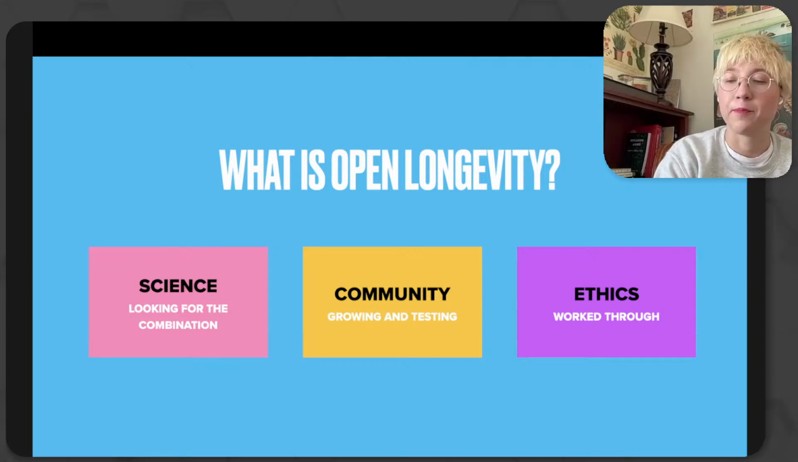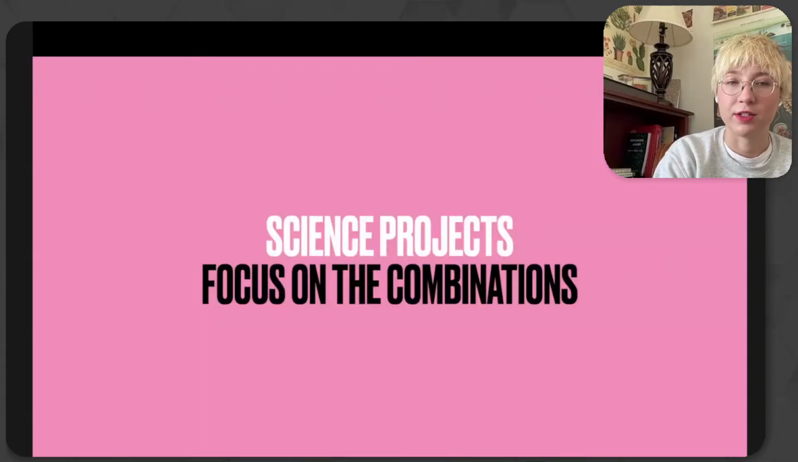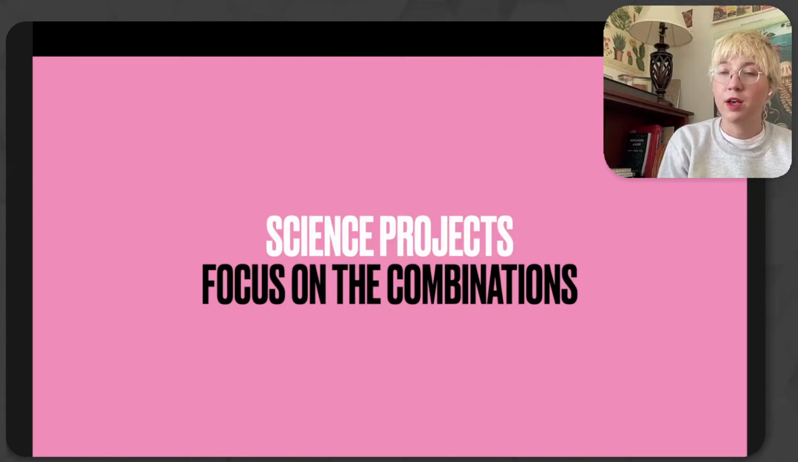So science, what can I tell you about science here? Focus on combinations, as I said. What does it mean? We think it's not that likely that the solution for life extension will be just one therapy. We're looking for a combination of different therapies, and not only looking for the combinations, but we try to build the basis for us to select the best combinations.